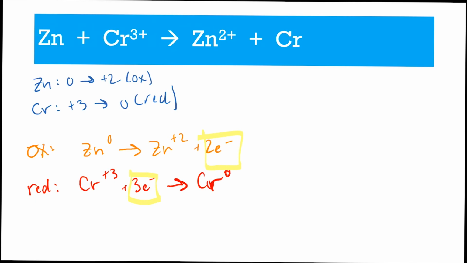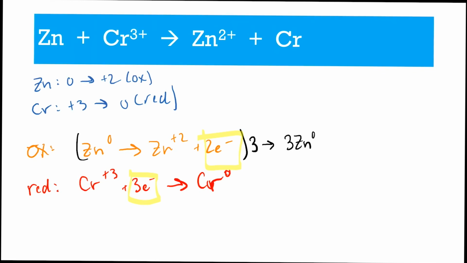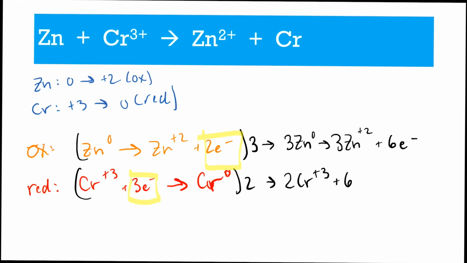So if we think about it, what numbers do 2 and 3 have in common? And the answer is 6. So how do you get them to be 6? If we look at the oxidation reaction, you can times everything by 3, which gives you 3 zinc and 3 of these and 6 electrons. If you multiply this reaction by 2, you get 2 of these plus 6 of those and 2 of these.